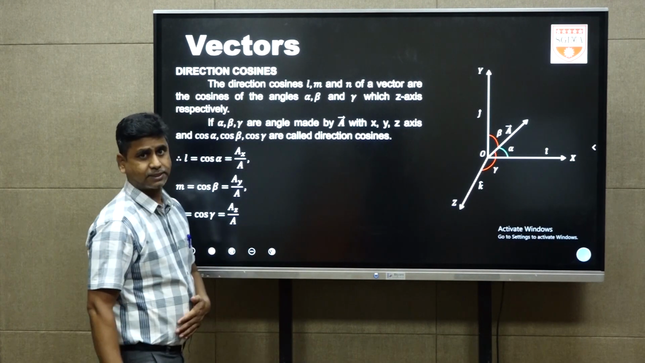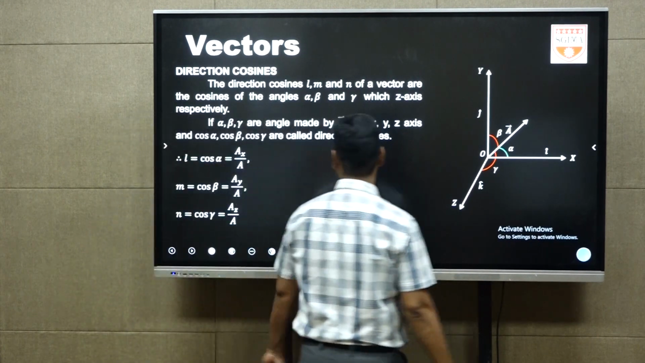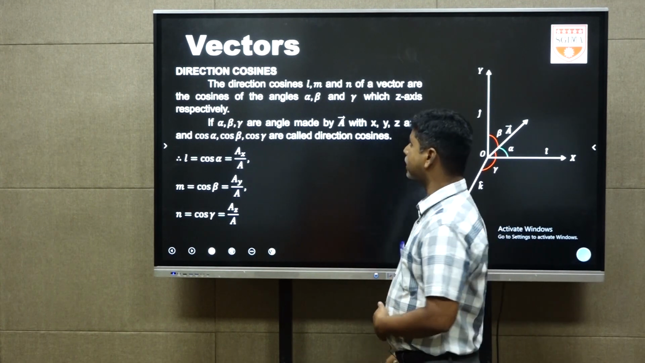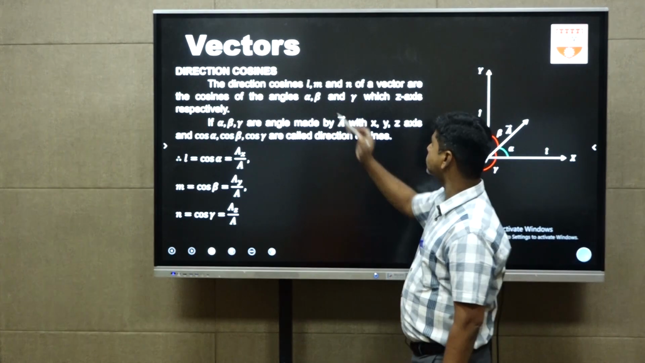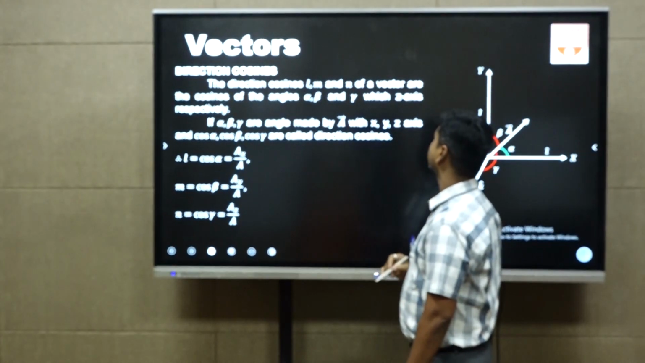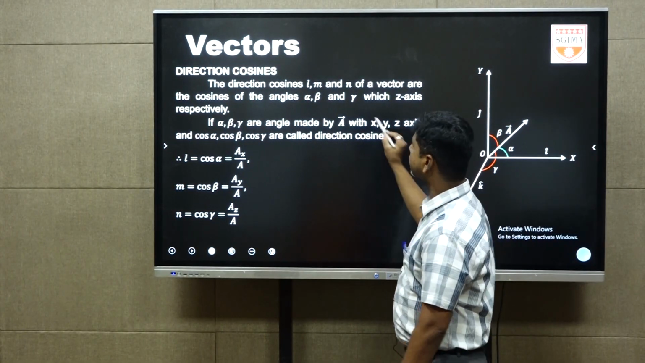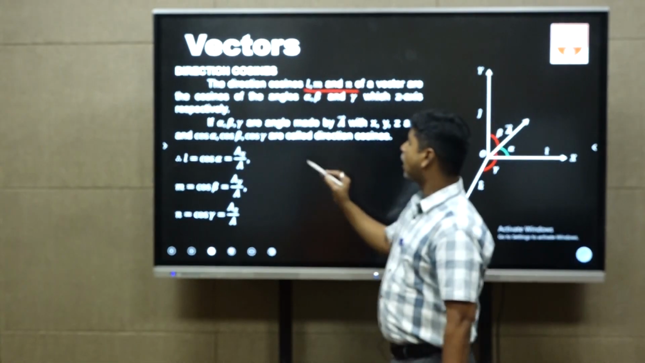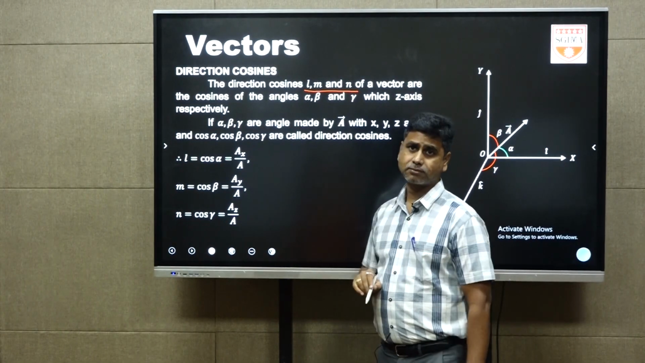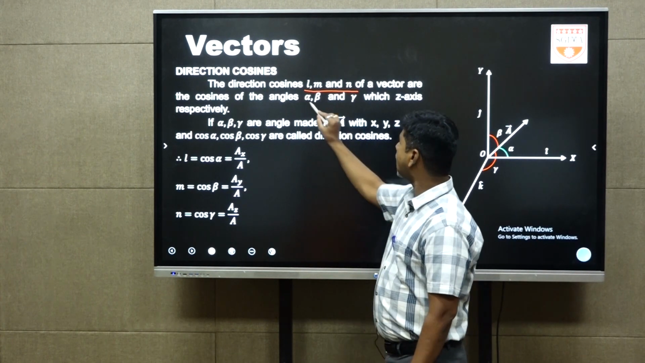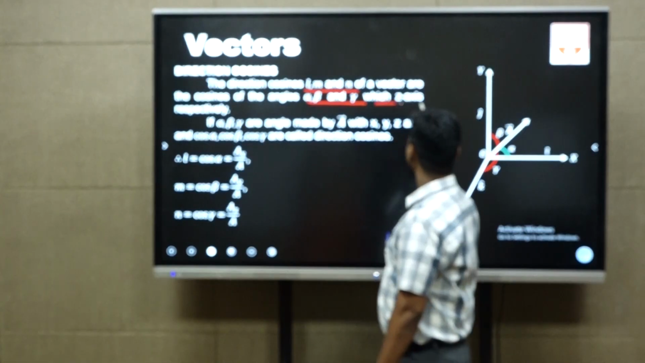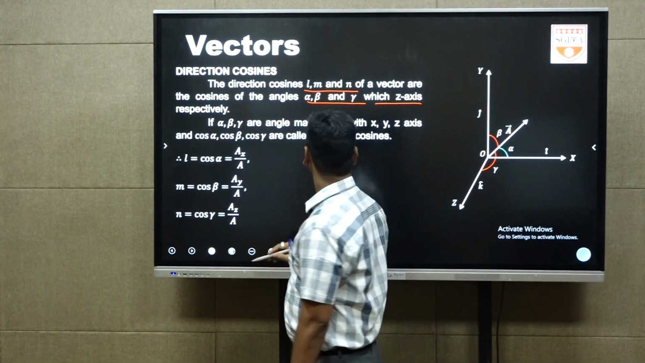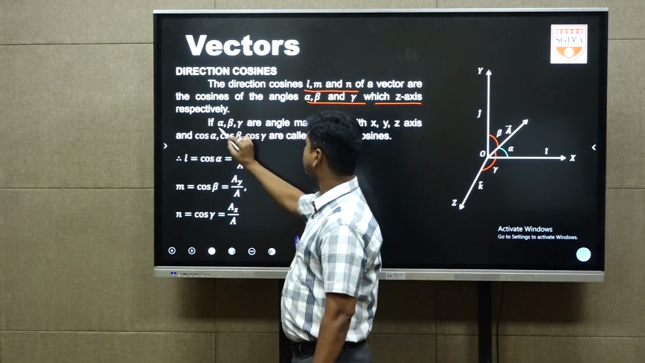Next, the directional cosines. What are the directional cosines? In this, it is also resolution in the three-dimensional coordinate system. The directional cosines L, M and N of a vector. For a given vector, directional cosines are L, M, N, or cosines of the angles alpha, beta and gamma with the x-axis, y-axis and z-axis respectively.